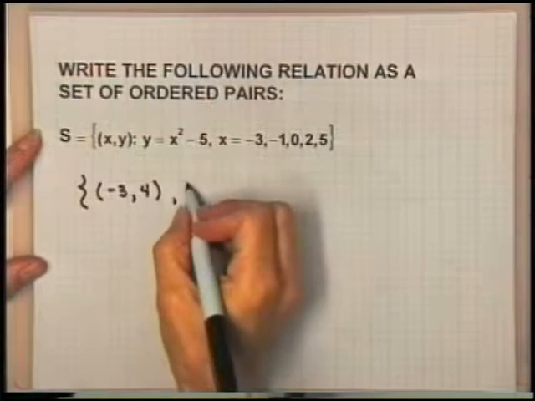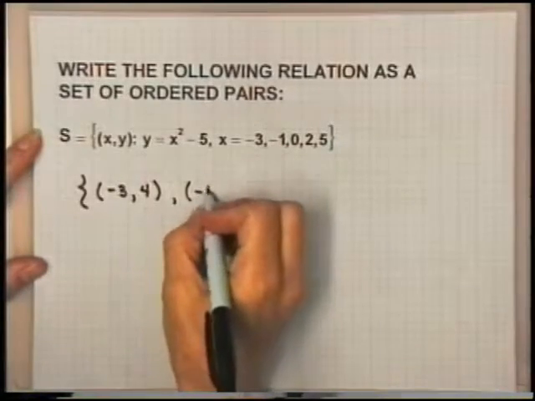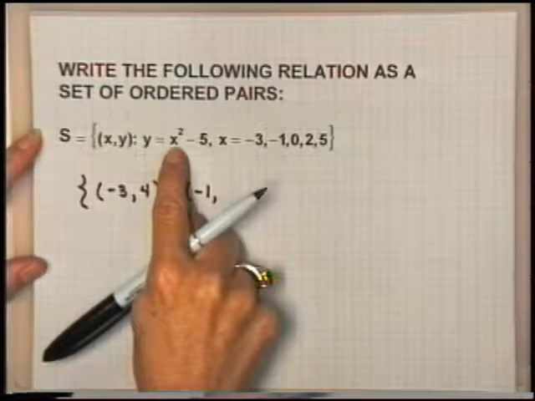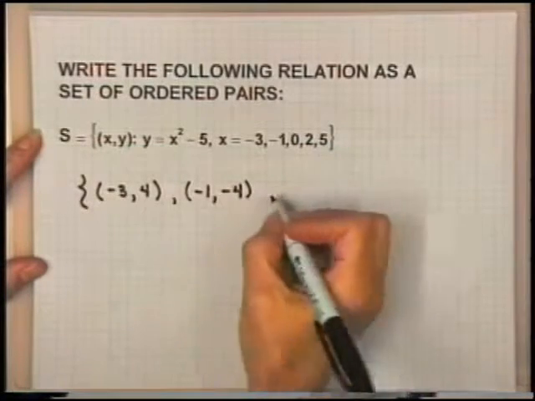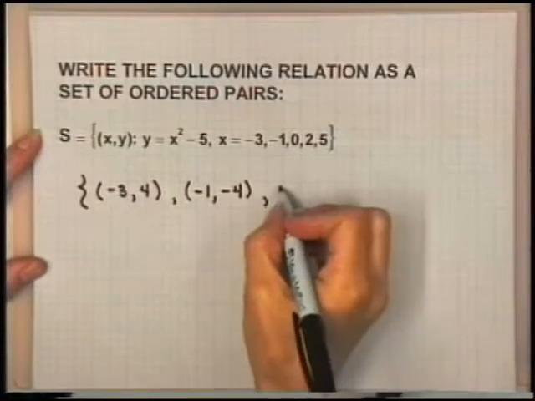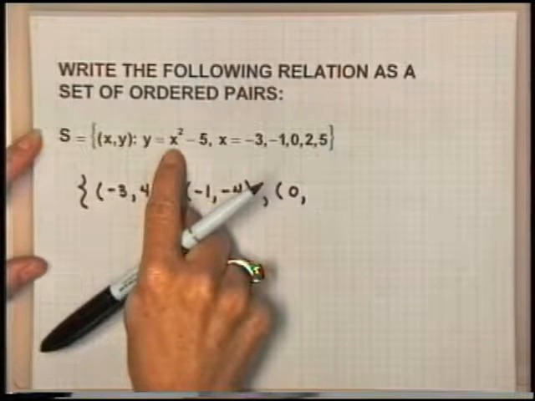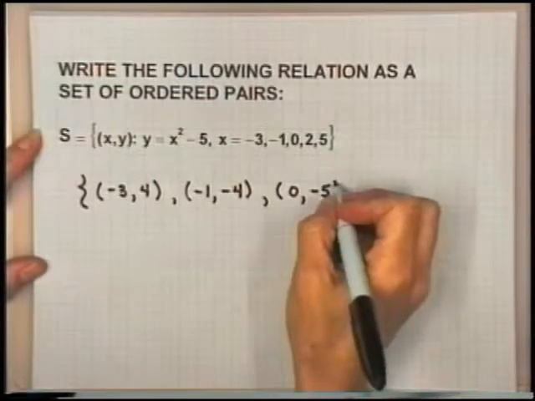Now we'll place a comma to separate these ordered pairs, and we'll go to our second value for x, -1. If I square -1, I get positive 1. Positive 1 subtract 5 would be -4. My second ordered pair is -1, -4. My third value of x is given to be 0. Substituting 0 for x, 0 squared, of course, is 0. And 0 subtract 5 is -5.